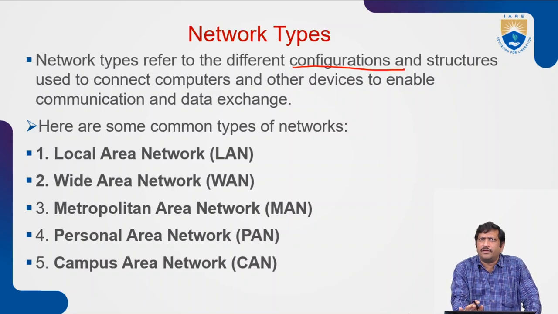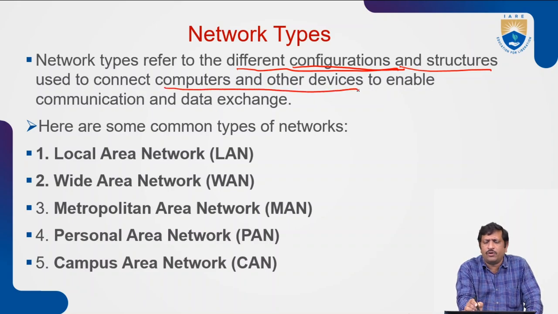Suppose there are networks like LAN, local area network, which has some configuration, MAN, which has some other configuration, and so on. All the networks have different configurations, and the structure is also different. LAN has a different structure, WAN has a different structure, MAN has a different structure, and these different networks are used to connect computers or other devices. Any devices we can now connect.